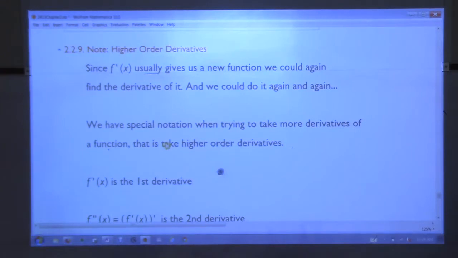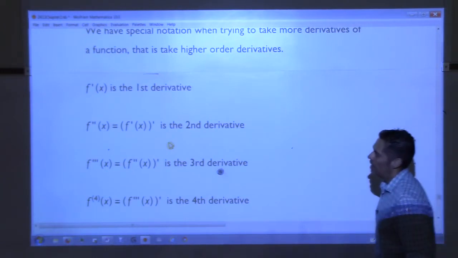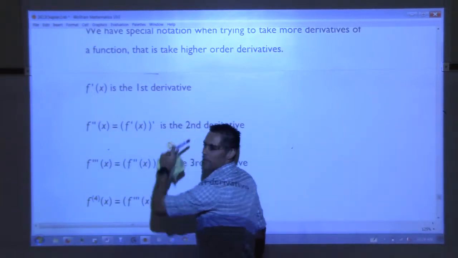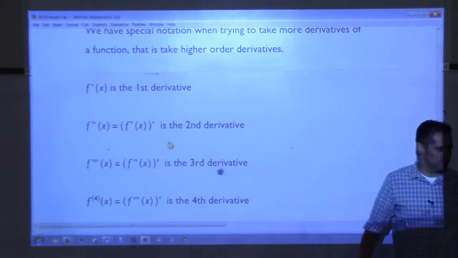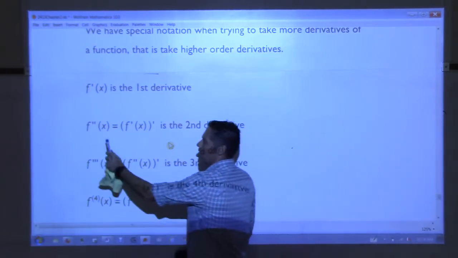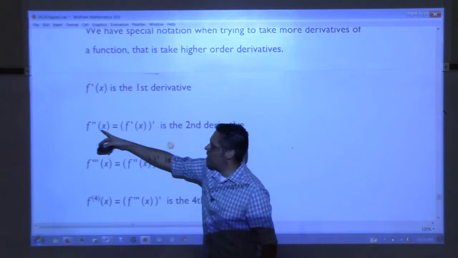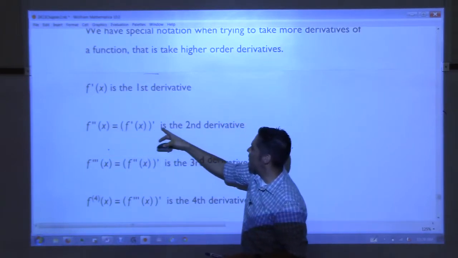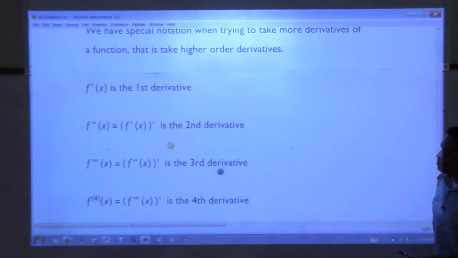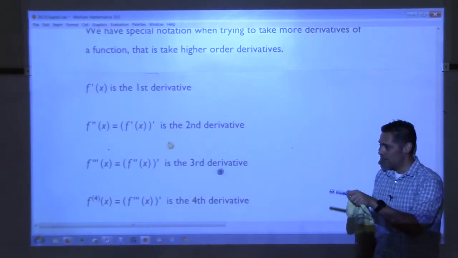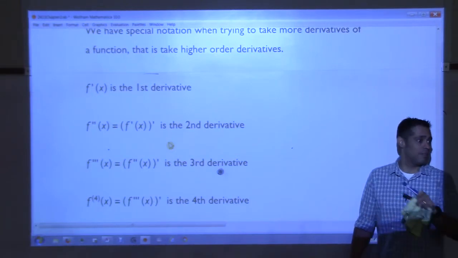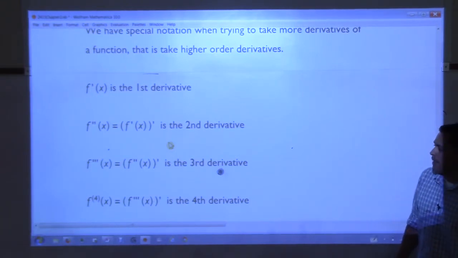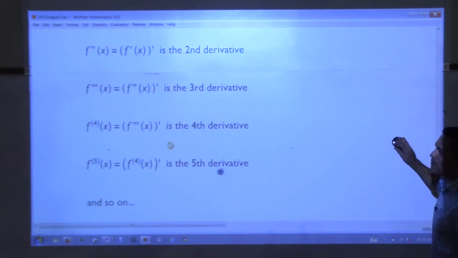We have special notation when we're trying to take the derivative more than one time. So here they are. F prime of x is the first derivative, which is what you have been doing. F with two primes means you're going to take the derivative of the f function, get an answer, and then take the derivative again. That's your second derivative. The third derivative would be 3 primes. So that means take the derivative of f, get an answer. Take that derivative, get an answer. Take that derivative, get an answer. That's your third derivative.